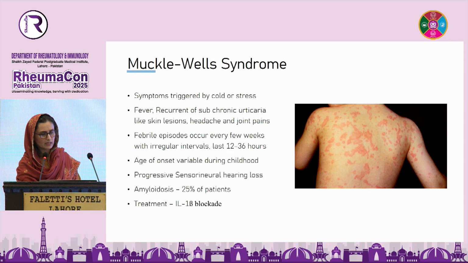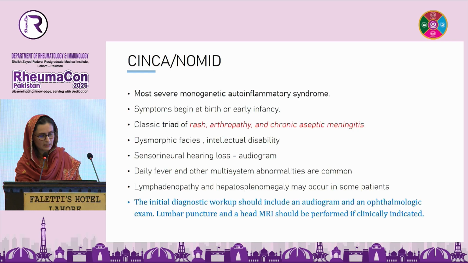Somewhere in the middle, we have Muckle-Wells syndrome, in which we also have systemic features. And at the other end of the spectrum, we have CINCA or NOMID, which is chronic infantile neurological cutaneous and articular syndrome. This is the most severe form of monogenic autoinflammatory diseases diagnosed so far. It is a triad of rash, arthropathy, and chronic aseptic meningitis. They have specific facies and also show intellectual disability.